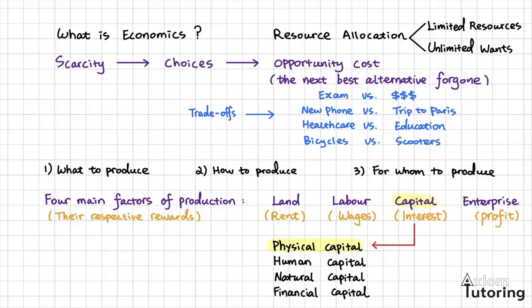Since resources are scarce, every country faces three fundamental questions: what to produce, how to produce, and for whom to produce. The answer to these questions really depends on the economic system, which is a free market economy, a planned economy, or a mixed economy. We will cover those in detail later in this series.